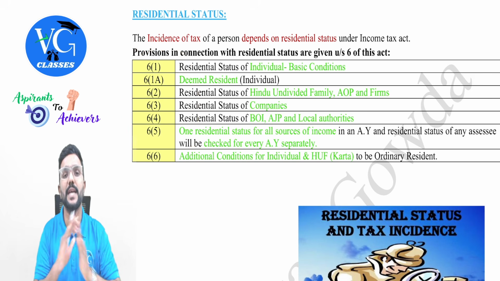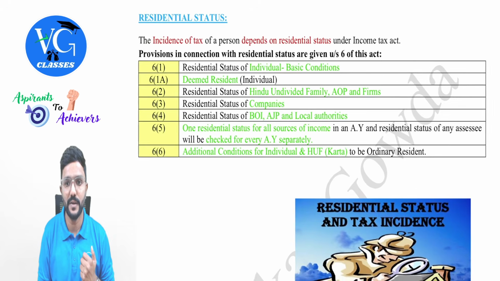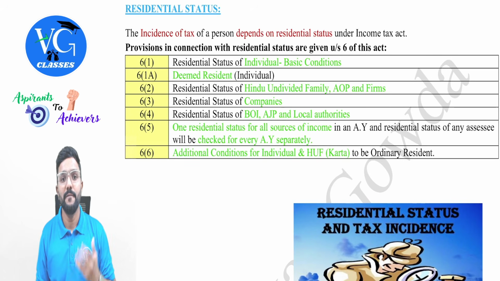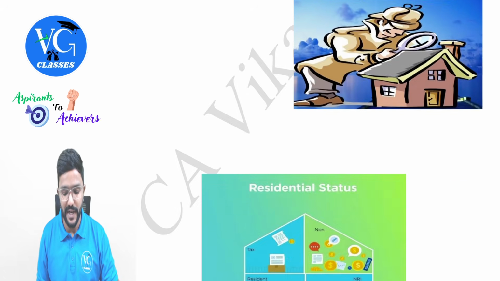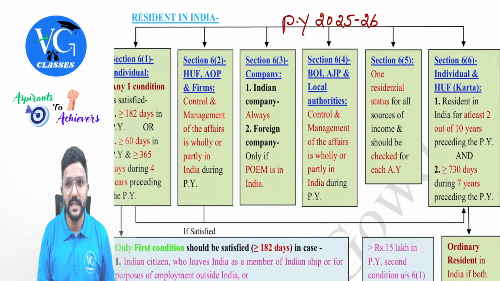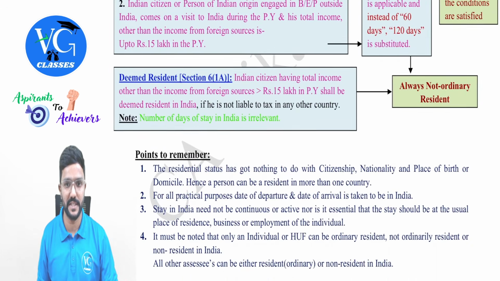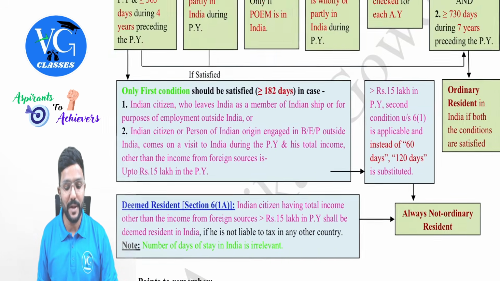And it has totally 7 subsections. I have given the list of sections here along with the title. You can just have a look into it. We'll be covering each and every section in detail. I have made one single chart which covers the entire topic of residential status, guys. So we'll learn it one by one.